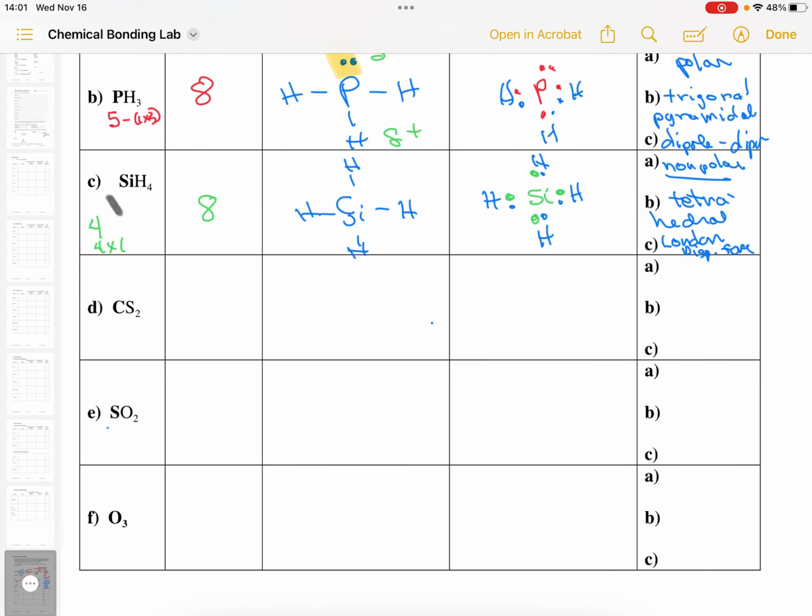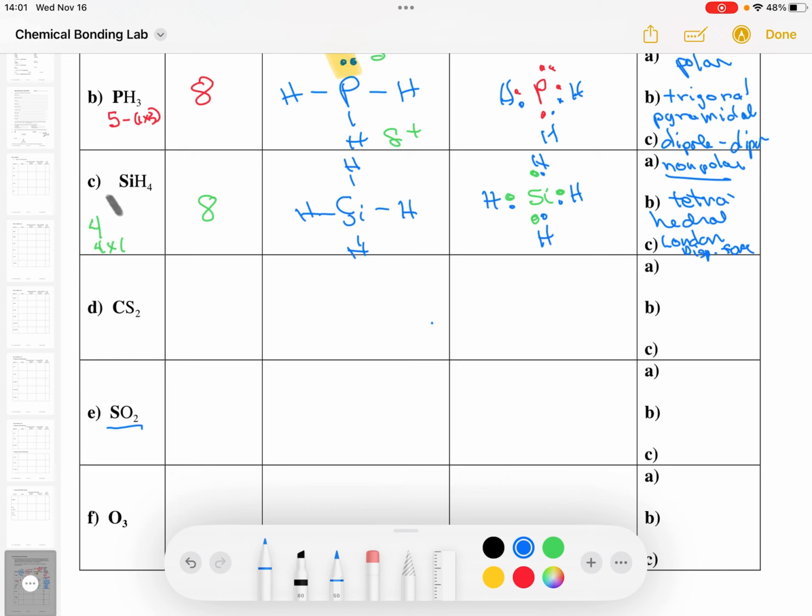I'm going to do SO2. SO2 has 6 plus 6 plus 6, or 18 valence electrons. If I do my math on this one, I'm going to give myself some room. I'm going to have 3 times 8 equals 24, minus 3 times 6 is 18, equals 6, divided by 2 equals 3. So I need to have 3 bonds.